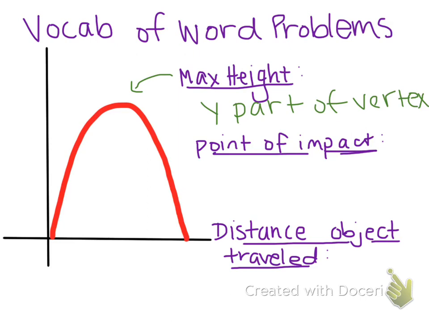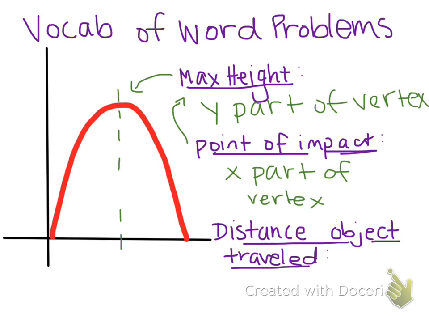The point of impact when max height is achieved is the x part of the vertex. Okay, so if they're looking for the point of impact that matches the max height, that would be the x part of the vertex. And if they're talking about the distance an object traveled, that would be talking about your x-intercepts.